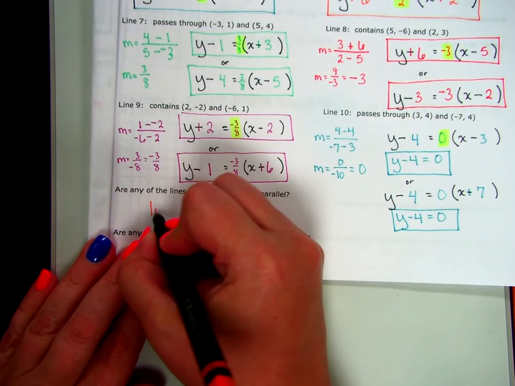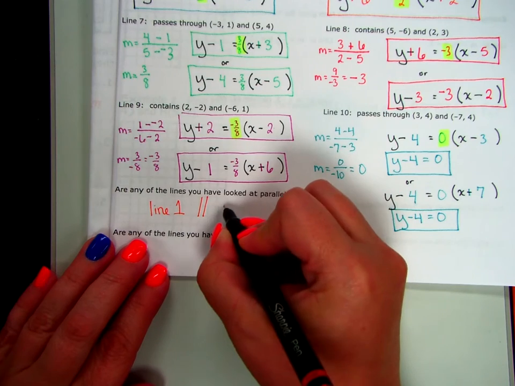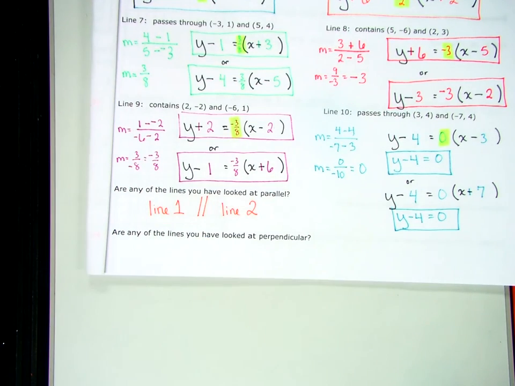So here's how I'm going to write it. I'm going to say line 1 is parallel to line 2. Notice I didn't write is parallel to. I used my symbol for is parallel to.